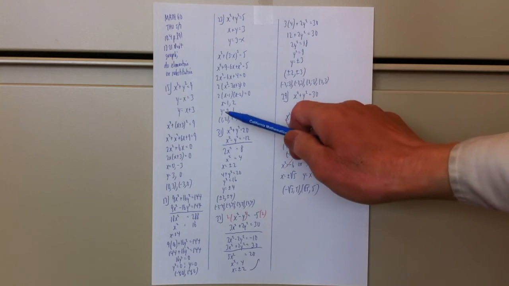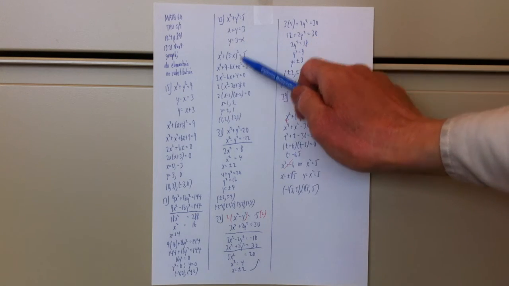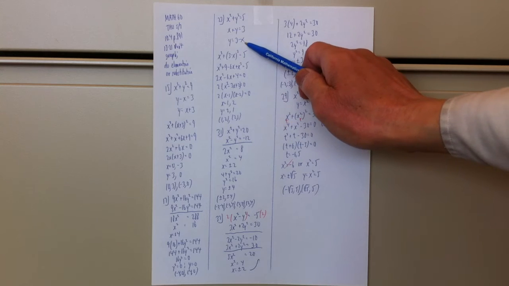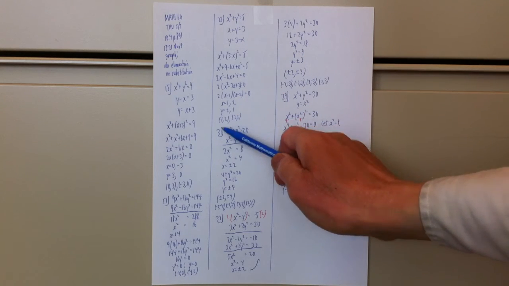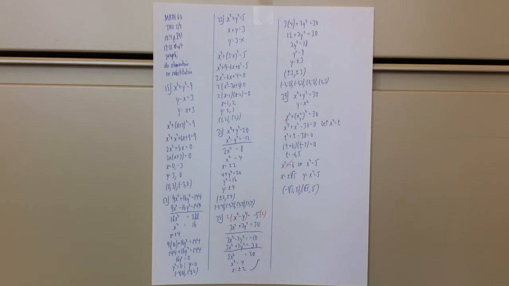And then I plug back in here. If x is 1, y is 3 minus 1, which is 2. If I plug in 2, 3 minus 2 is 1. So my points are (1, 2) and (2, 1).